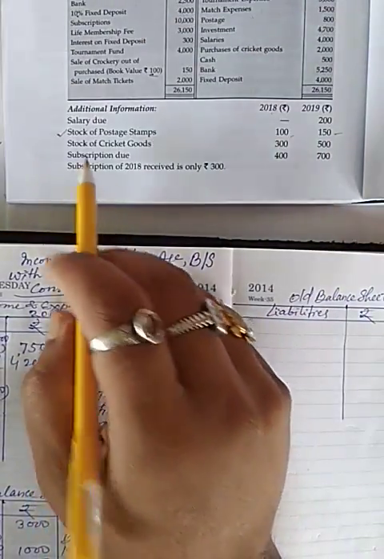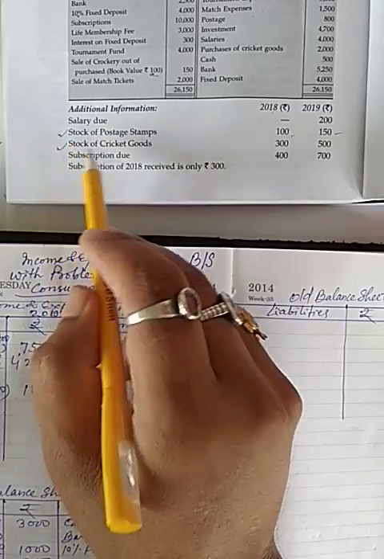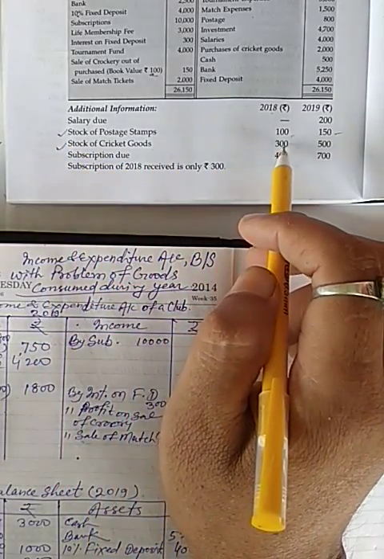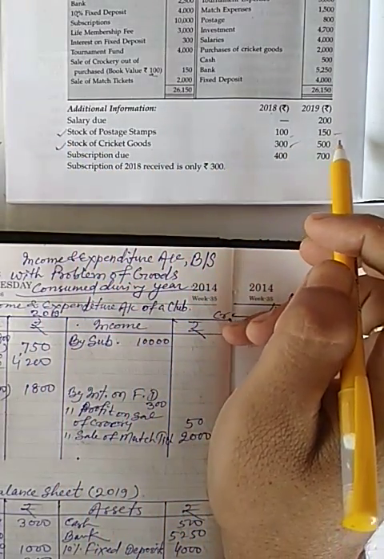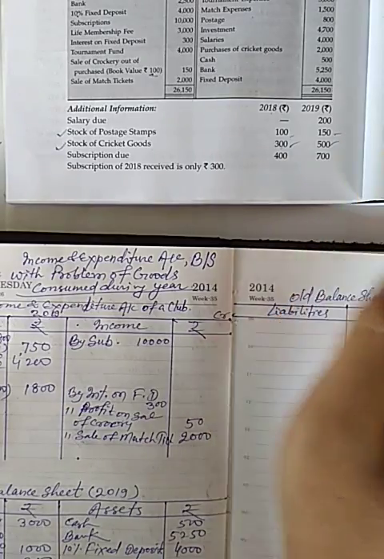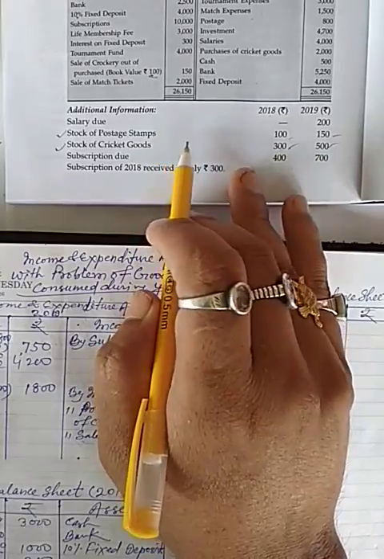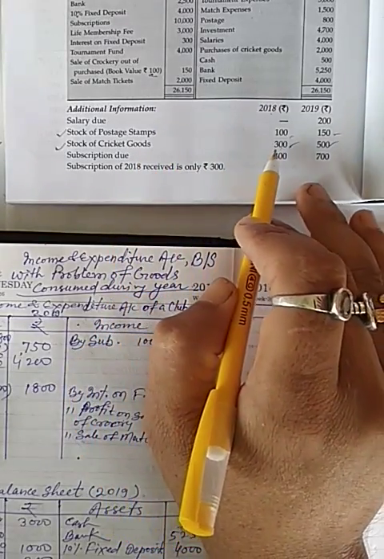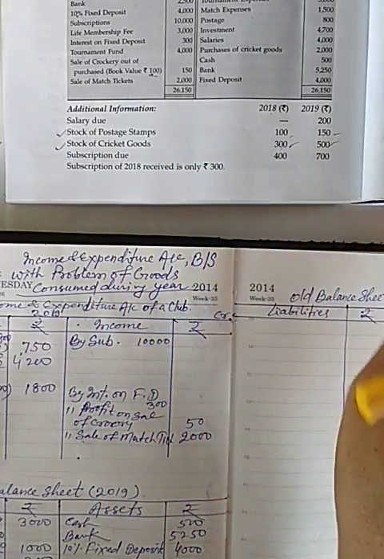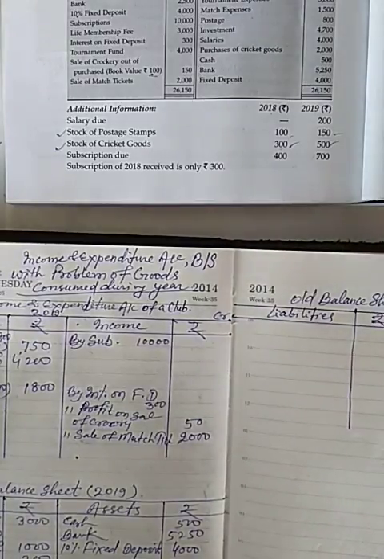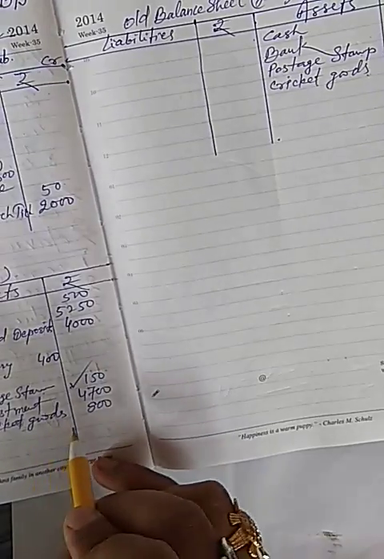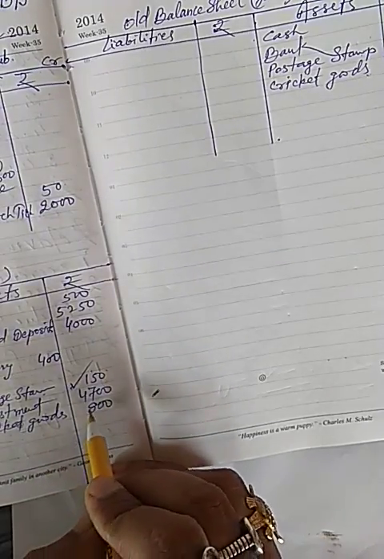Now the question says stock of cricket goods. I have also done 300 and 500. Cricket goods 300 and 500. Now I will write 500 on the asset side.